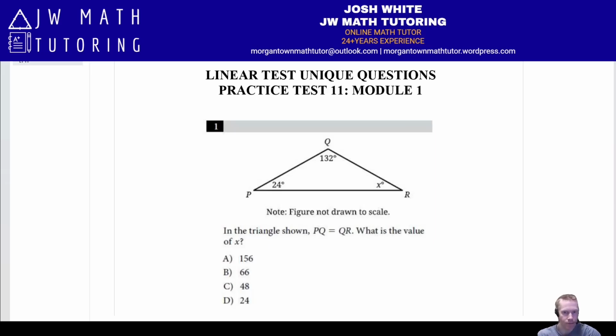Here you have basically an isosceles triangle because I tell you PQ is equal to QR. So that just means that the angles across from them must also be congruent. Therefore, the correct answer to this is just letter D. The value of x must be 24. Now, even if you didn't know that, you could still just go through and do 180 minus 132 minus 24 and get 24 that way, as well. Just the fact that all 3 angles in a triangle have to add up to 180.